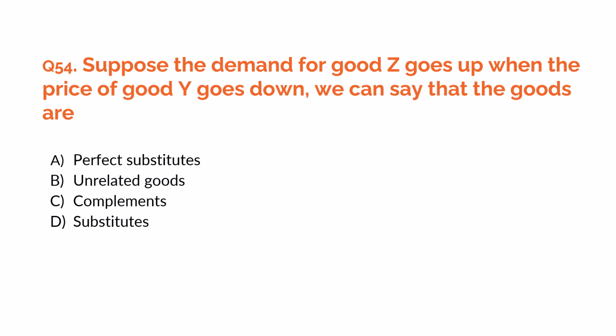We have the demand for good Z goes up when the price of good Y goes down. So when the price of good Y decreases, the demand for good Z will increase. That means both goods are complements. You can solve this question by taking the example of complements, that is shoe and laces, or the right shoe and the left shoe.